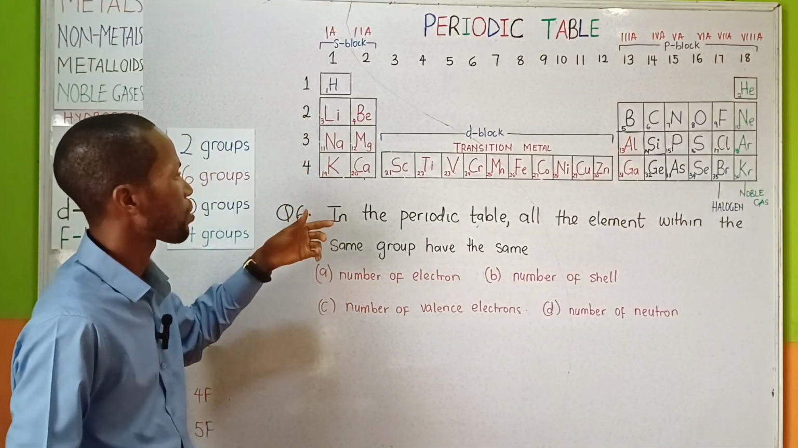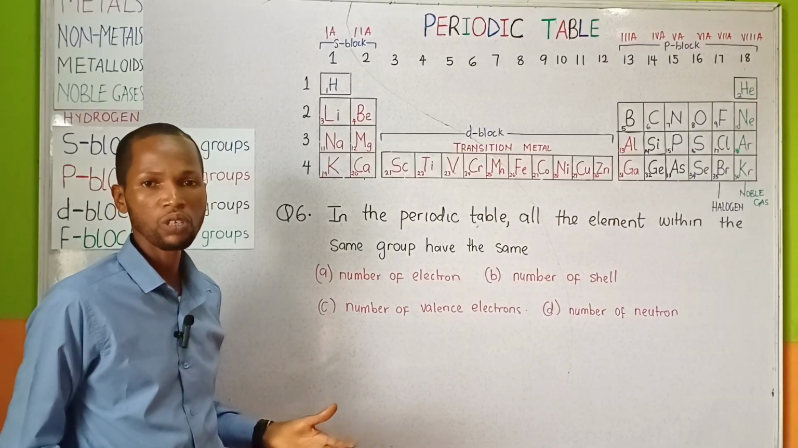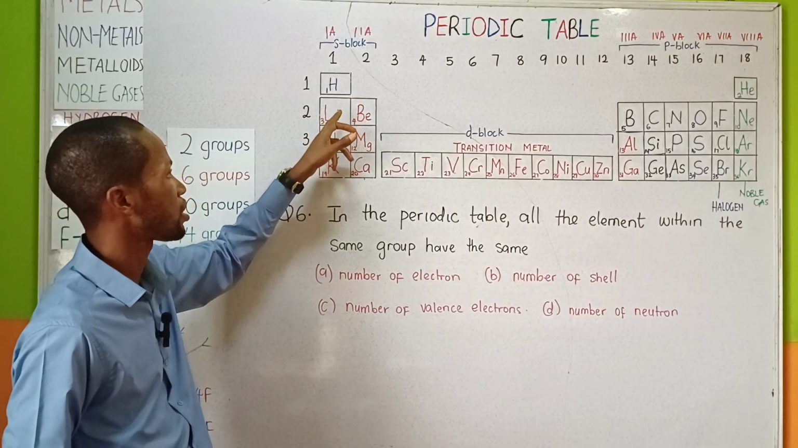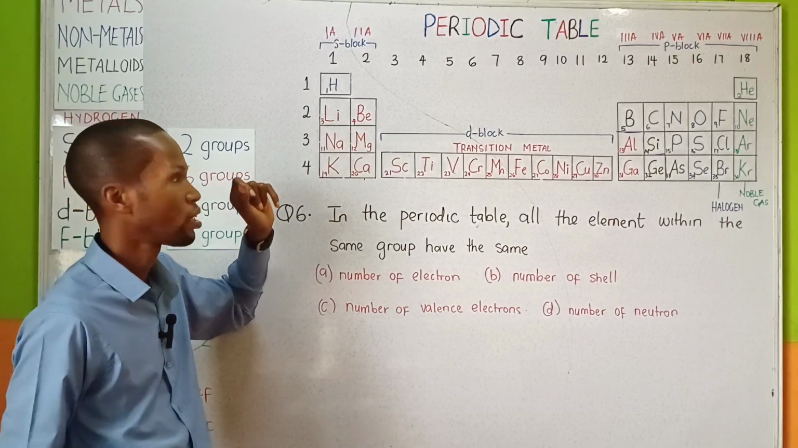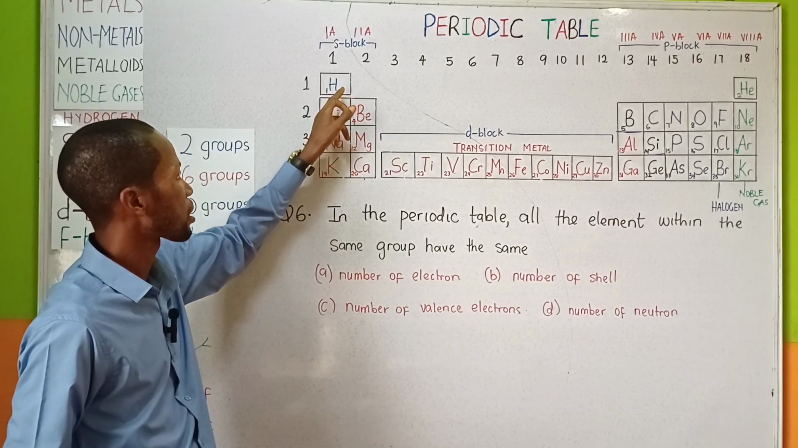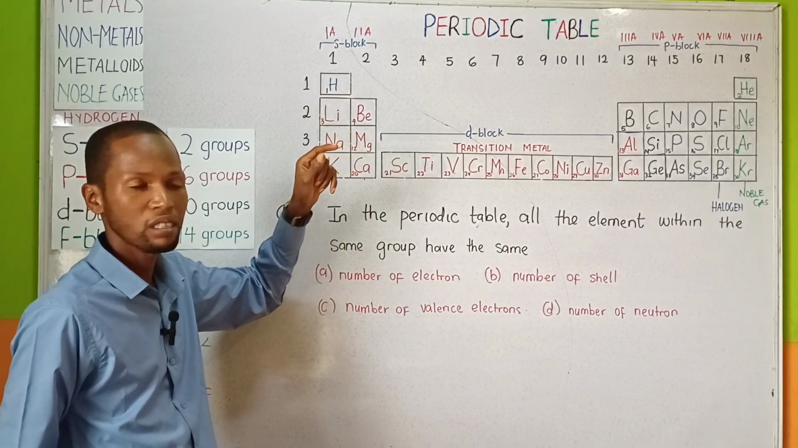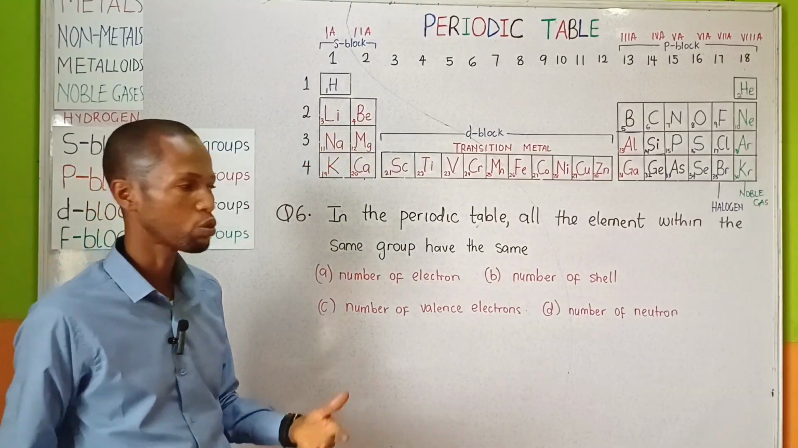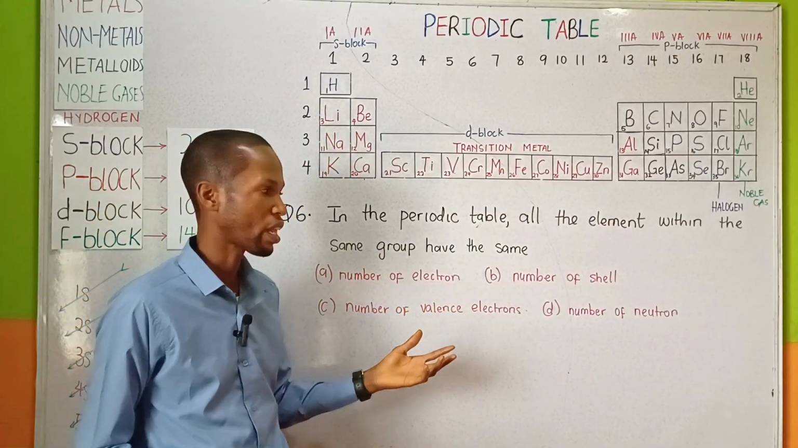From the periodic table of elements, elements in the same group do not contain the same number of electrons. Now, let's take for instance, hydrogen is in the same group with lithium. The number of electrons of hydrogen is 1, while that of lithium is 3. So, which implies that elements in the same group do not have the same number of electrons.